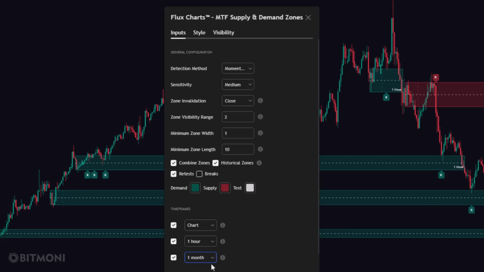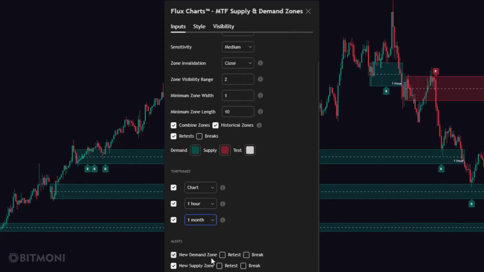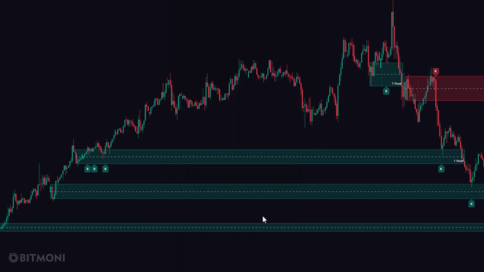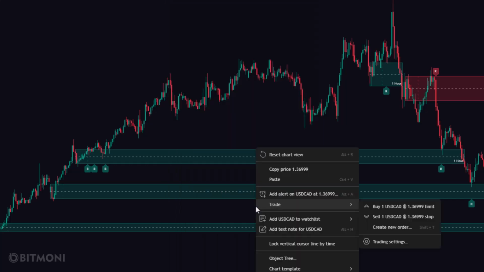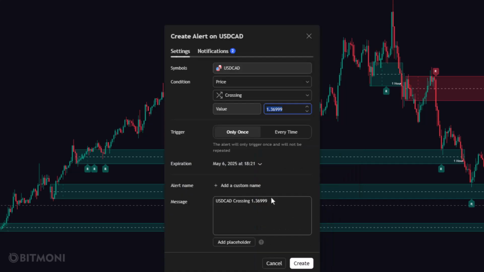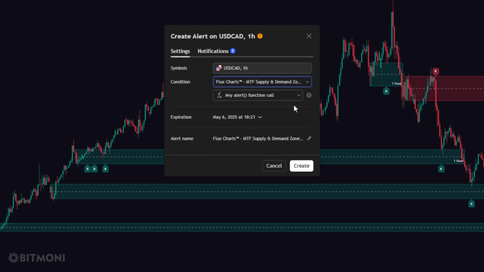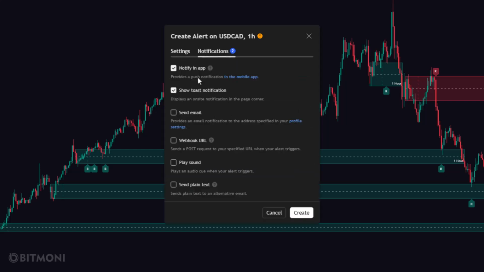For traders who want to stay updated without constantly monitoring the charts, the indicator also provides customizable alerts. These alerts notify you when new supply and demand zones are detected, when zones are retested, and when a zone is broken. Setting up alerts is simple. Just right-click on the chart. Select Add Alert. Set the condition to the MTF Supply and Demand Zones indicator. Choose how you'd like to receive notifications, and click on Create.